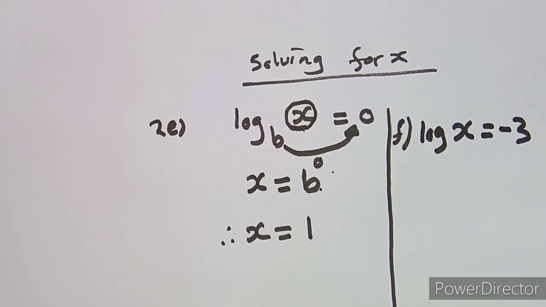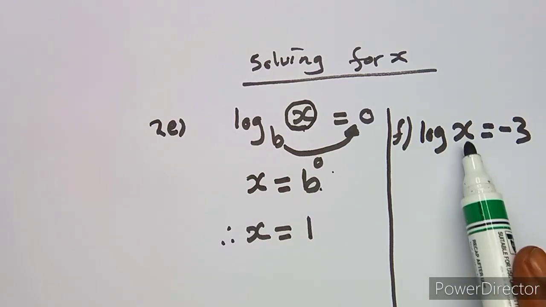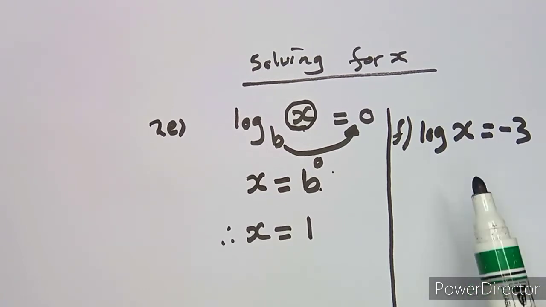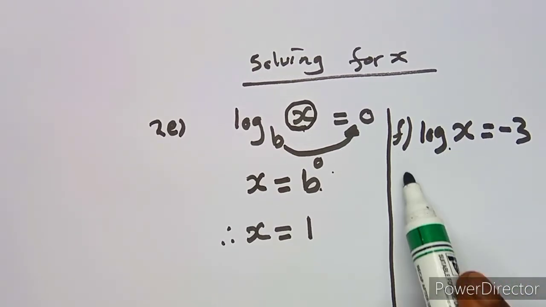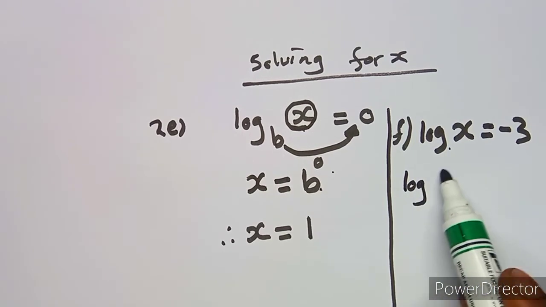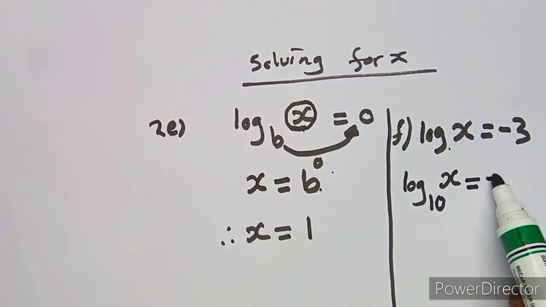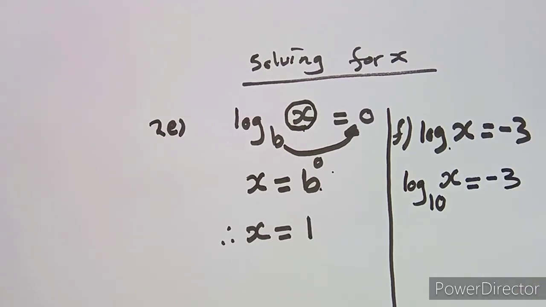In this case, as we can see, we can't see the base. The base is not given because a log is supposed to have a number and a base. So remember what I told you guys on the introduction of logarithms, that when the base is not indicated, it means you are in base 10. So it's log x base 10 is equal to minus 3.